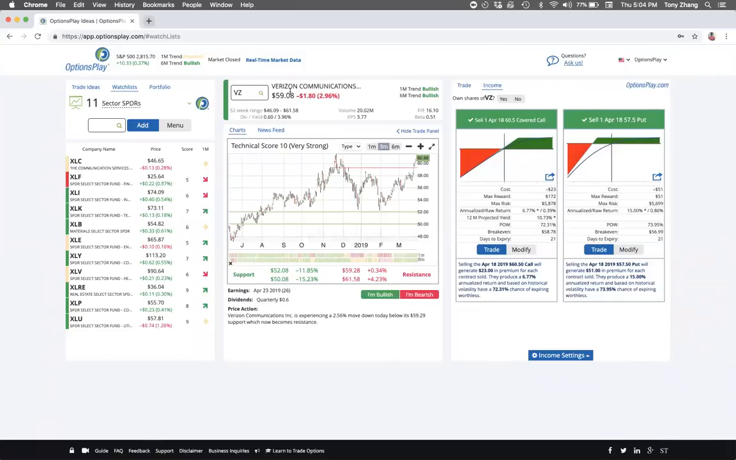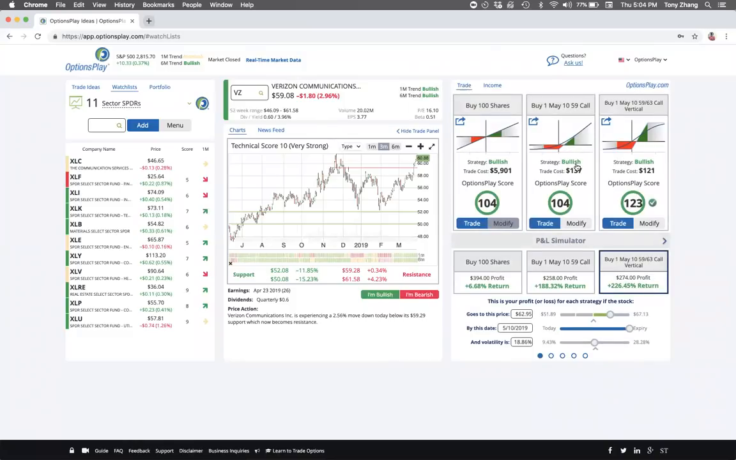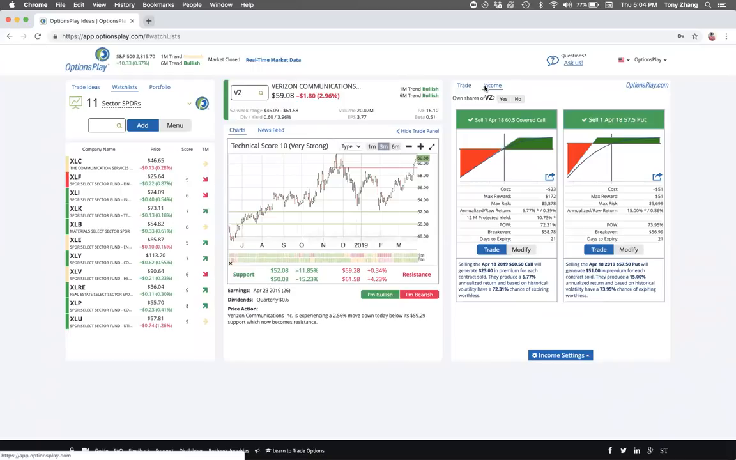So this is really how you can utilize this tool to very quickly find not only opportunities to buy options for speculation, but also options to sell for income. So with that, I've already gone over by 5 minutes.